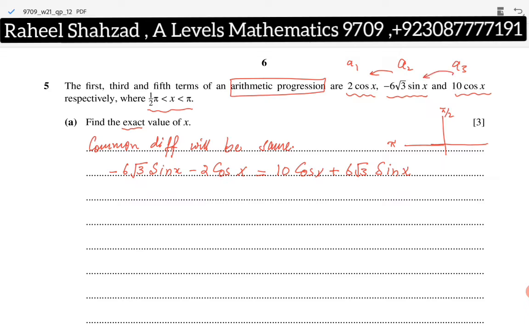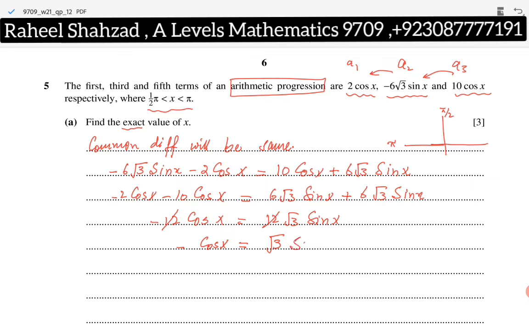Now let's rearrange it, all cos values and all sin values. So now it's minus 2 cos x minus 10 cos x is equal to 6 under root 3 sin x plus 6 under root 3 sin x. So that makes minus 12 cos x equal to 12 under root 3 sin x. We can see 12 is cancelled out, so it's minus cos x is equal to under root 3 sin x.